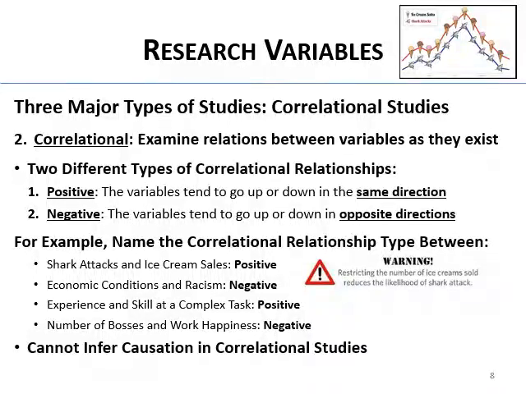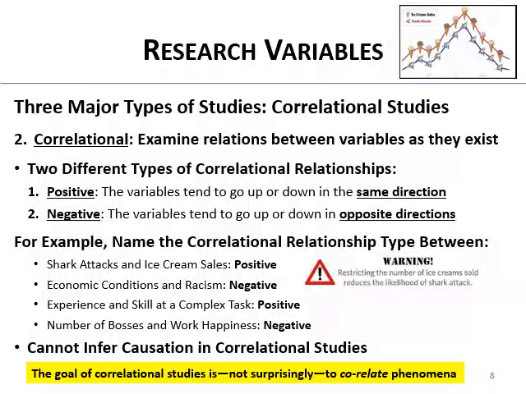That's a negative relationship. And you're going to hear this 10,000 times during the course. You cannot infer causation in correlational studies. It's almost like a meme that stats professors point this out. So the goal of correlational studies, again, not surprisingly, is to correlate phenomena. You're trying to see how things correlate or are related.